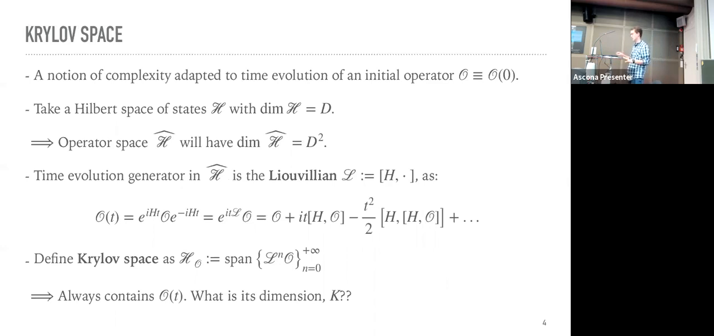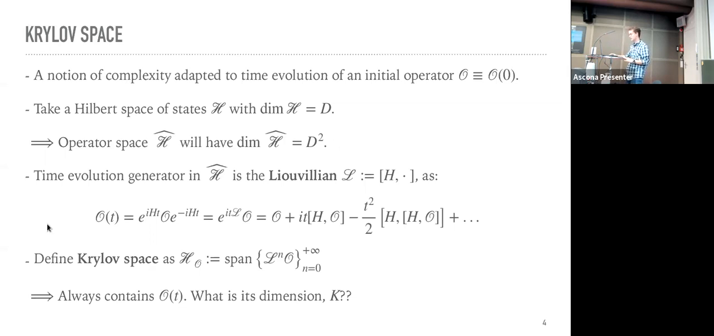It's going to be Krylov complexity, which is a notion that was actually well known in the condensed matter community for a long time. It's basically a notion that is adapted to time evolution intrinsically. Just to set the framework, we're considering some Hilbert space with dimension d. Because we're going to study operator complexity, we go to operator space, which is going to have dimension d squared. In this space, time evolution is generated by the Liouvillean superoperator. It's an operator in operator space that acts on a target by giving the commutator with the Hamiltonian.